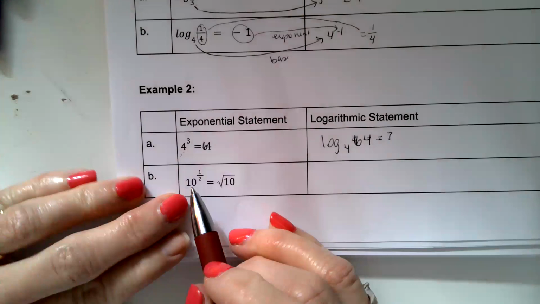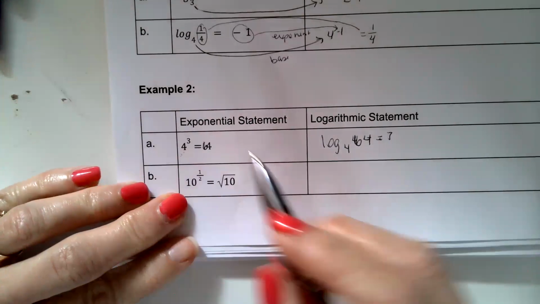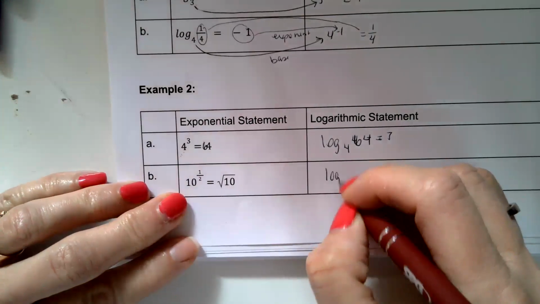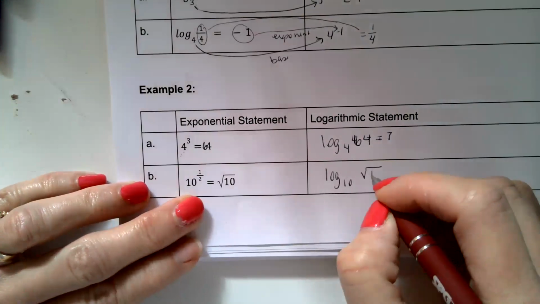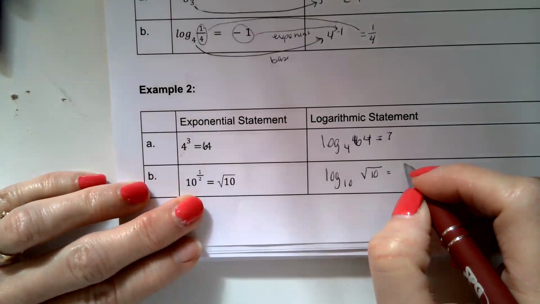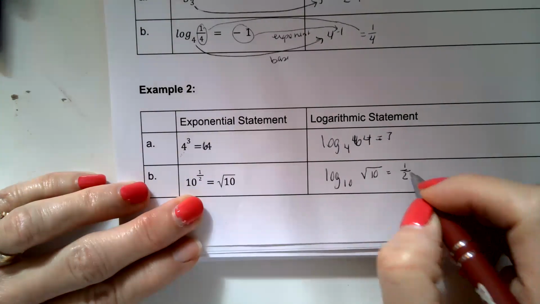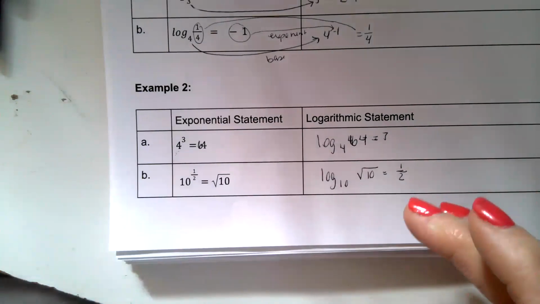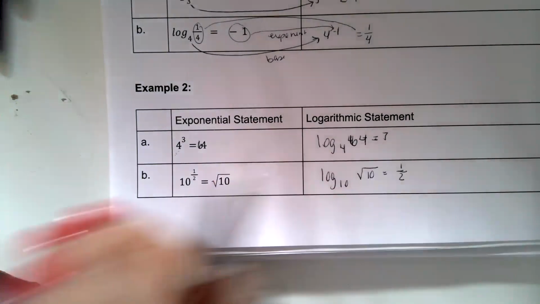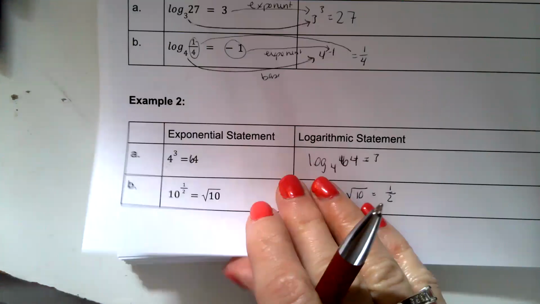Likewise, this says 10 to the 1/2. So that 10 is my base. So it's log base 10 of the square root of 10 is 1/2, because 10 to the 1/2 is the square root of 10. So we're going to practice going back and forth with them.